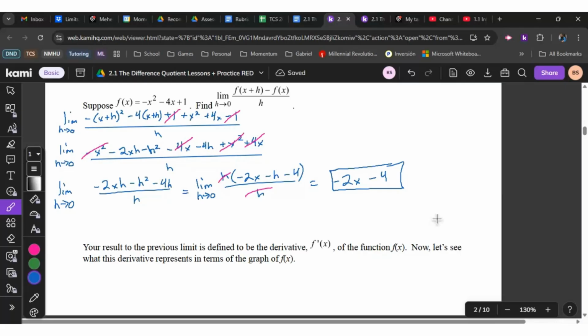Okay? Now let's see what the derivative represents in terms of the graphs of f of x. Well, it is the slope of the tangent line.